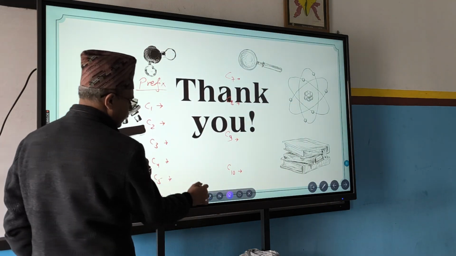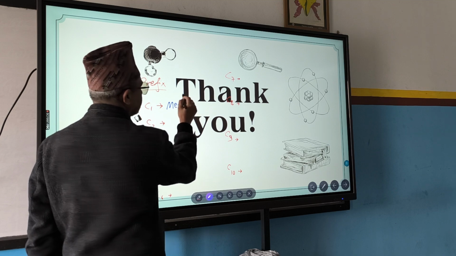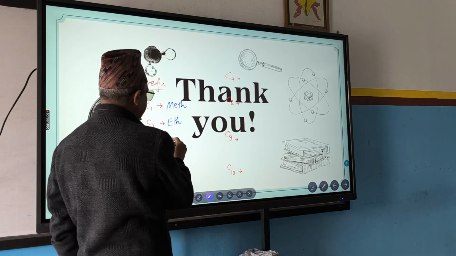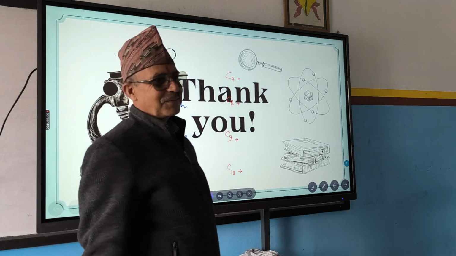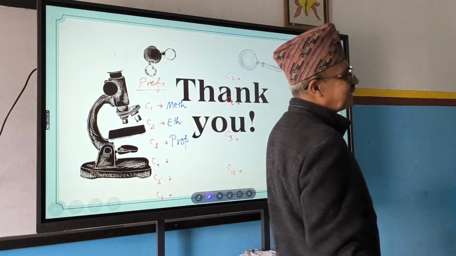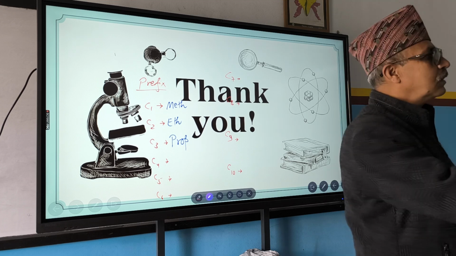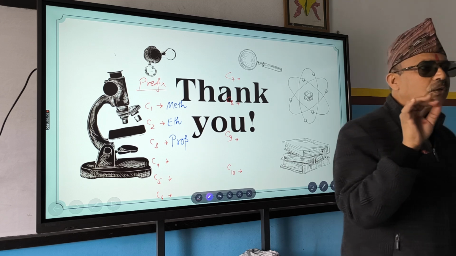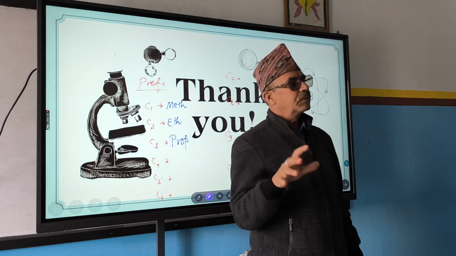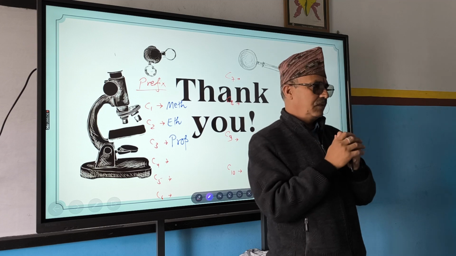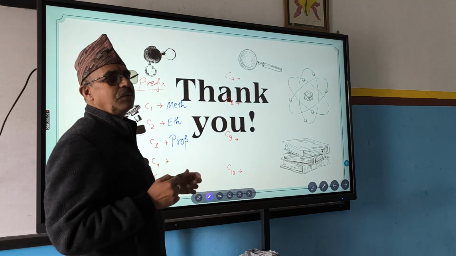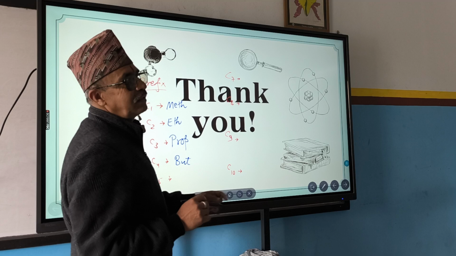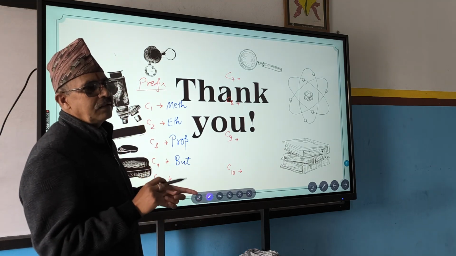If there is 1 carbon, the beginning will be meth. If 2 carbons, eth. 3 carbons, prop. You may ask, sir, how did meth, eth, prop come about? It was decided by IUPAC, the International Union of Pure and Applied Chemistry. That organization gives the naming. 4 carbons, but. So we get butane, butene, pentane, pentene, and so on.